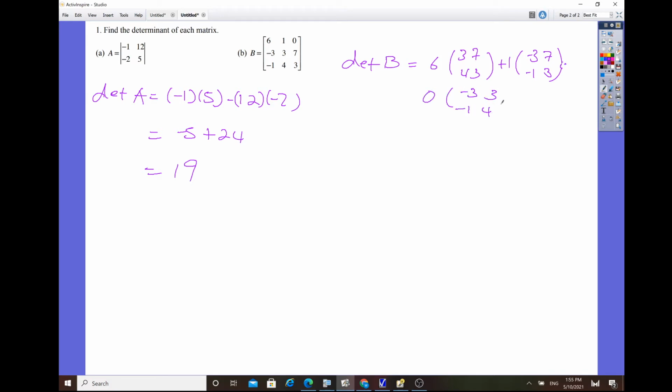Now you want to check the cofactor signs. The cofactor pattern is positive, negative, positive. So the first is positive, this one turns out to be negative, and then this one is positive.